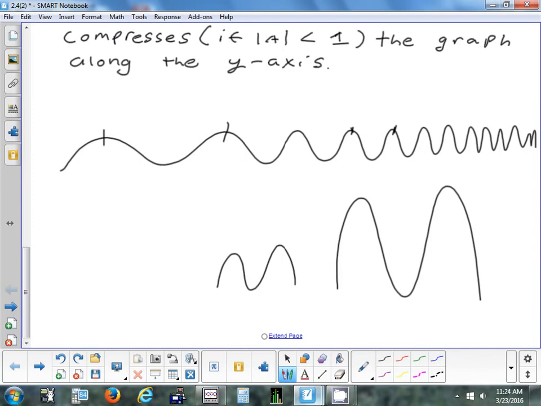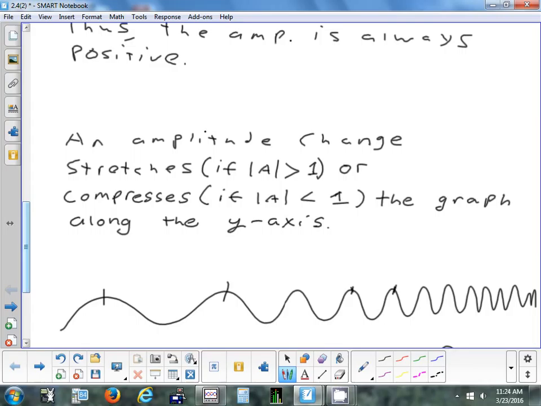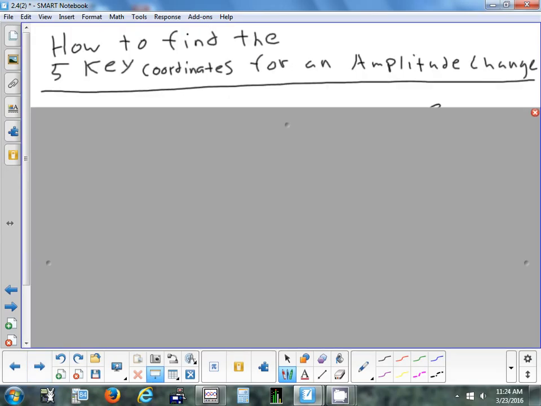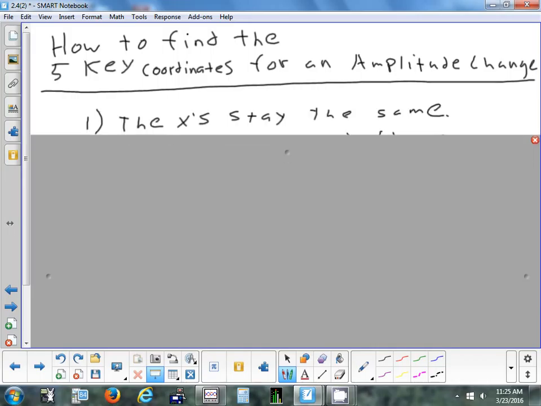Let's go back here. Does everybody have that part when it stretches and compresses? All right. So next step, the most important step, is we've got to make our table. Now we're going to do an amplitude change. We're going to stretch or compress the graph on the y-axis. So what values are not going to change? If we're going to stretch it up and down, the x values are going to stay the same. Good. And I think when the x values stay the same, that's easier.